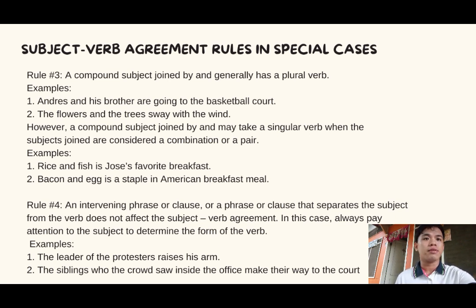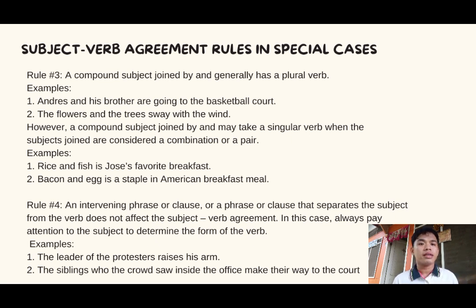If I had to explain, it is basically a simplified form. When two subjects are joined by the word and, they usually take a plural verb. So let's say, for the example, Andres and his brother are going to the basketball court. Andres and his brother are two people, so that means we are going to use the plural verb are.